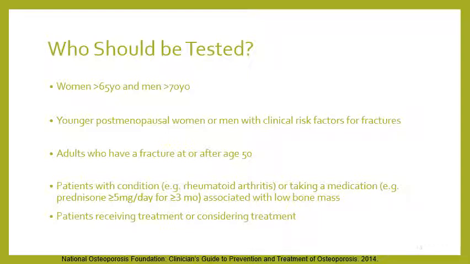A common example would be a patient who has rheumatoid arthritis who's taking a prednisone dose of at least 5 milligrams a day for at least 3 months. Lastly, all patients receiving treatment or considering treatment should be tested for osteoporosis.